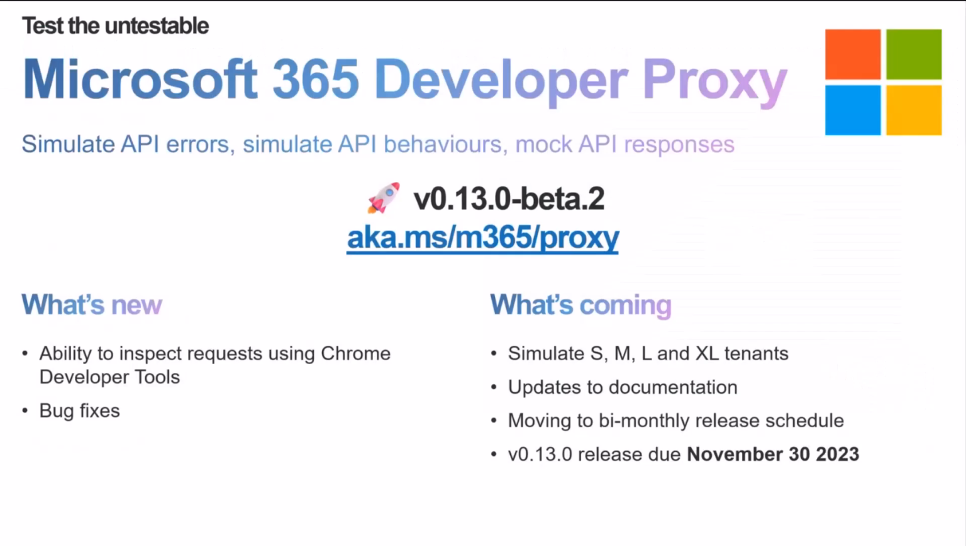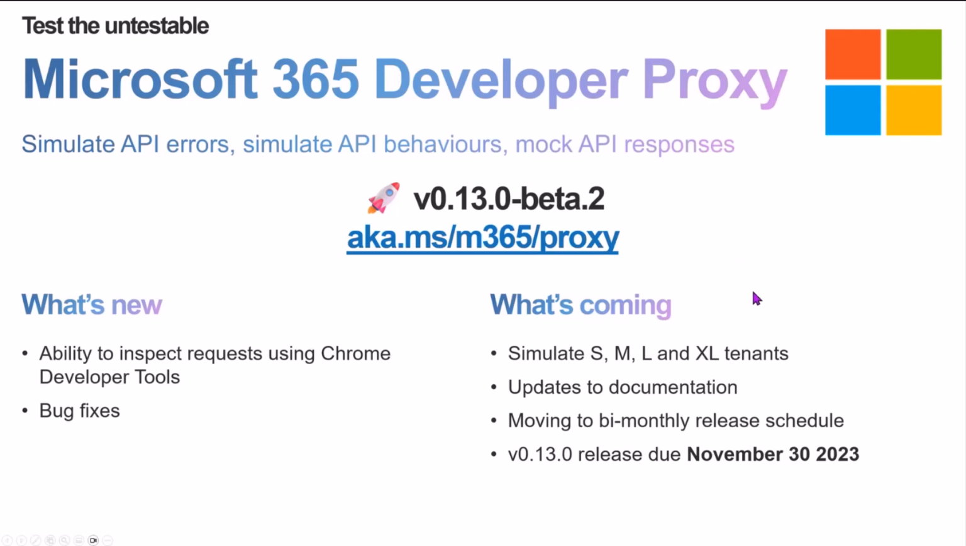Okay, moving on, we have the Microsoft 365 Developer Proxy. We have a new beta release, 0.13 beta 2, due for release at the end of the month. One of the new features that we've added is the ability to inspect requests using the Chrome developer tools. Currently, you're able to see the requests going through the proxy in the console, and that's great to give you an overview. But if you want to delve into each individual request, now you can use the Chrome dev tools, which you already know and love, to do that with the proxy.